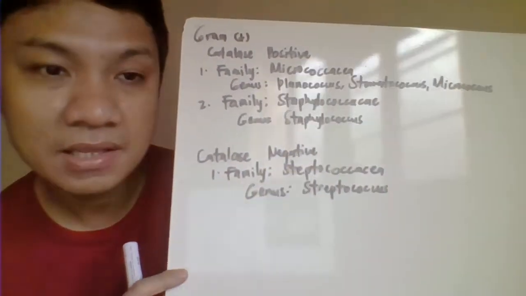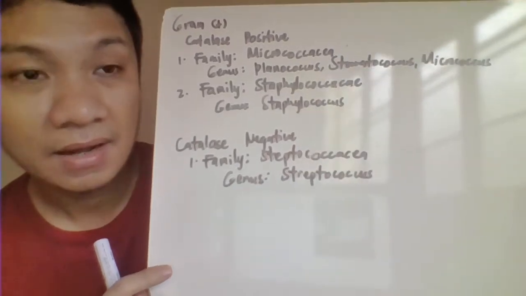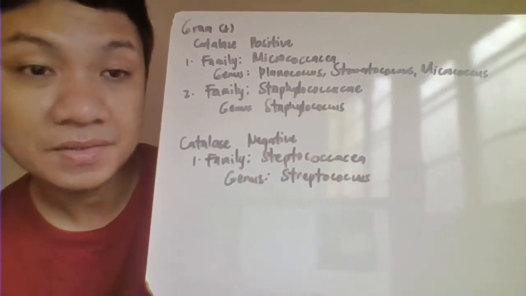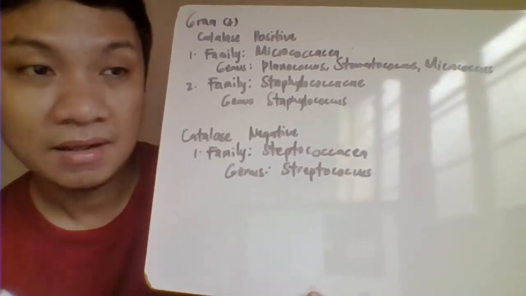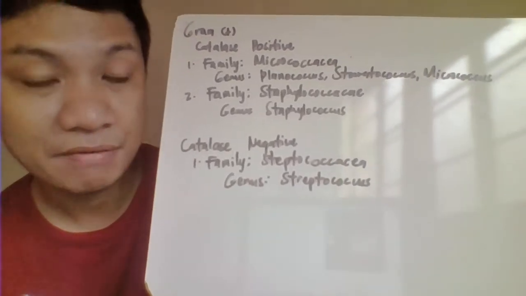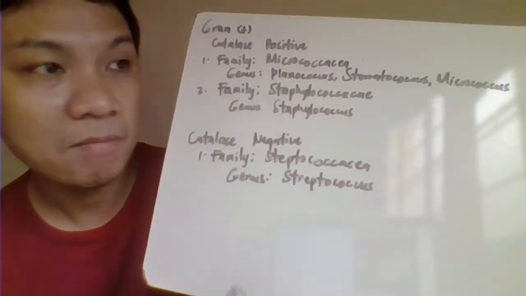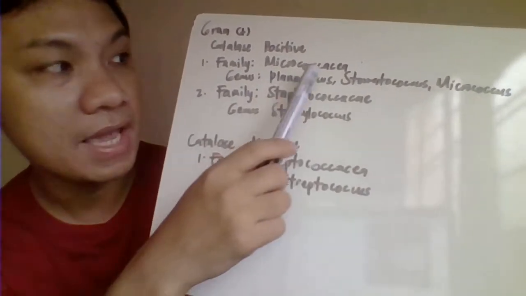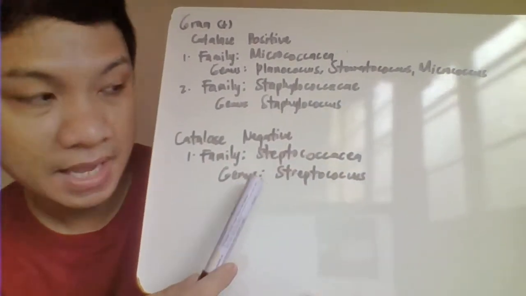Okay, so we have here the three genera which are your gram-positive cocci. When we say gram-positive cocci, basically they are round, they are spherical, and they are gram-positive. Your gram-positive cocci include three families: we have your Micrococcaceae, Staphylococci, and we have your Streptococcaceae.